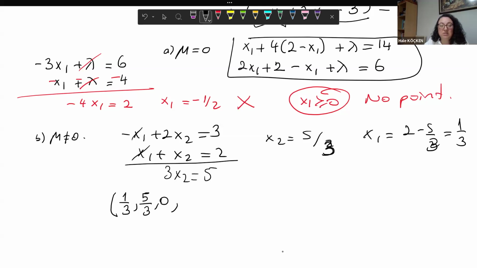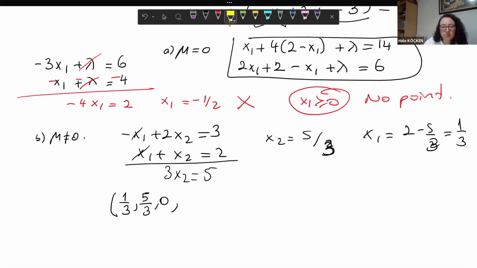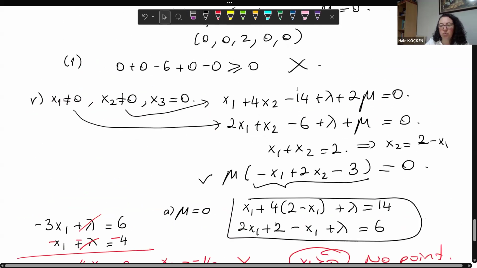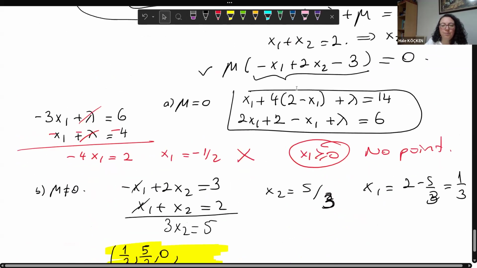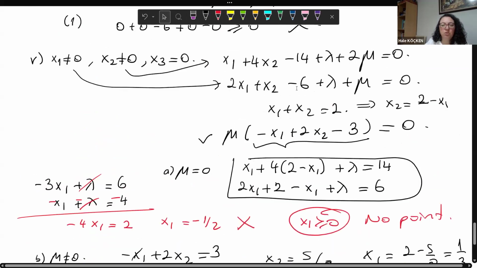But I don't know what lambda and mu are. I'm not ready to write my candidate. Let's pick up there. We will complete the missing part. I will use the original equation to find my lambda and mu. Mu is different from 0. What is lambda? Is there any condition for lambda?